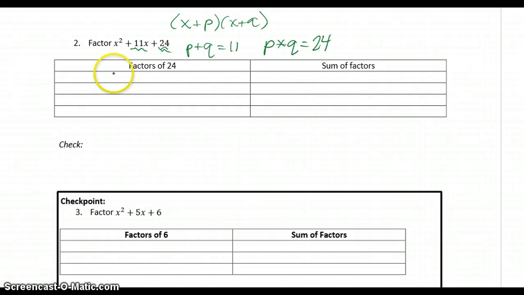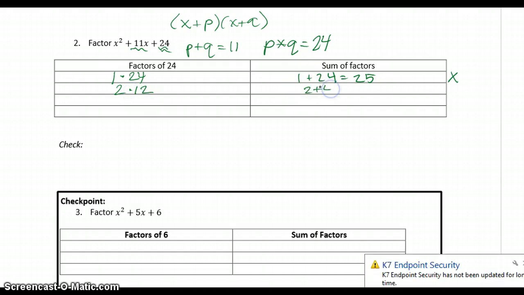So, starting again with 1 times 24 gives me 24, and 1 plus 24 gives me 25, not what I'm looking for. Next, I'll try 2 times 12, which gives me 24. 2 plus 12, summed together, gives me 14, also not what I'm looking for for my middle term here.